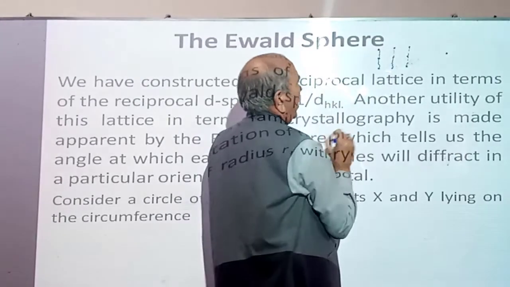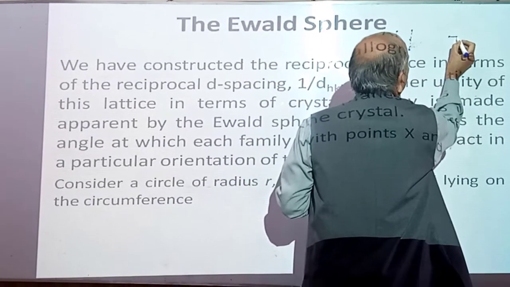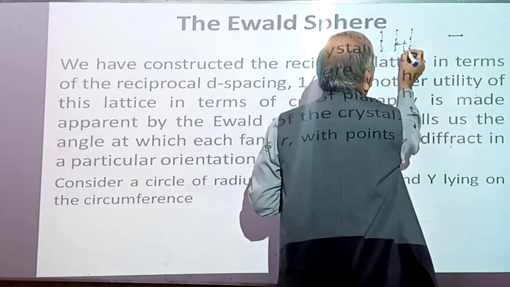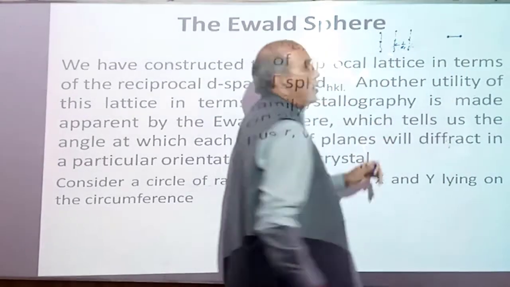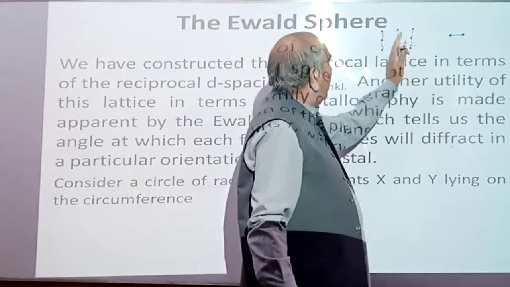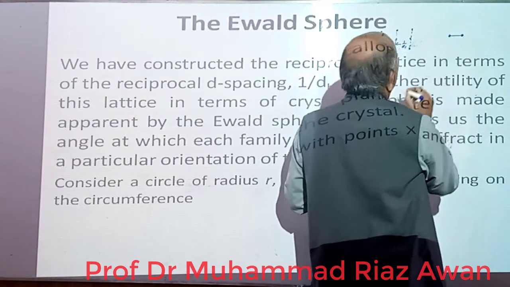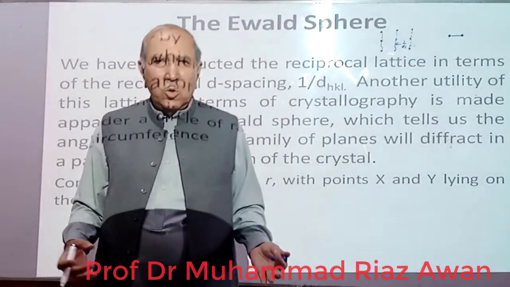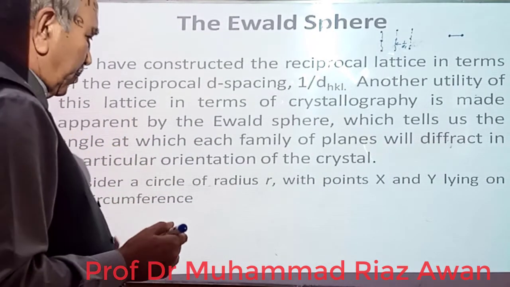set of planes. For example, this is the parallel set of planes. I will draw a perpendicular from it, and I will cut a length equal to 1 divided by d1. So this point basically represents this set of planes. This set of planes in the reciprocal lattice is represented by this point. And this is the origin of the reciprocal lattice, which, as you know, is the crystal. The crystal is the origin of the reciprocal lattice.